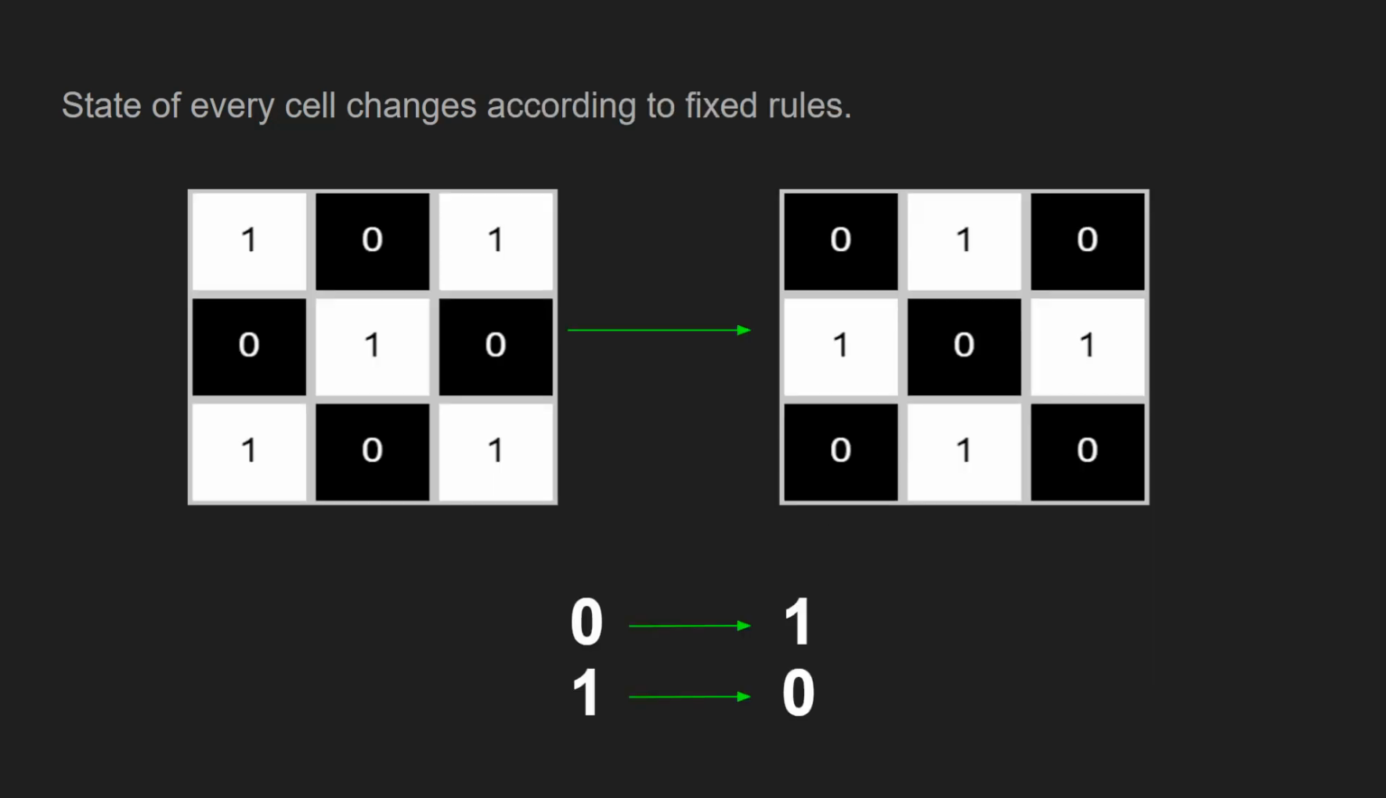But how does the state change? Does it change randomly or does it change in different ways? No, it changes in predetermined, deterministic ways. For example, in this example, we define the changes of the state as follows. At every time step, the cell which had a state of 0 becomes 1, and the one which was 1 becomes 0.